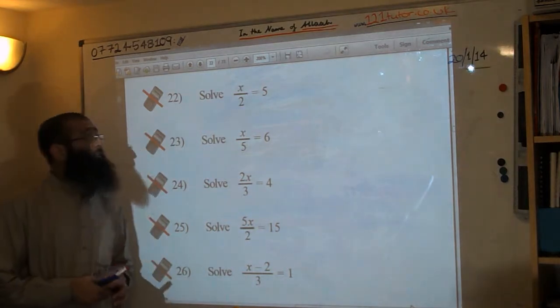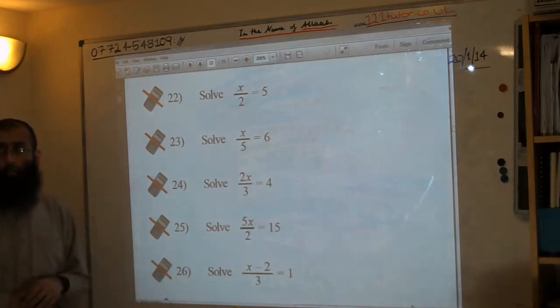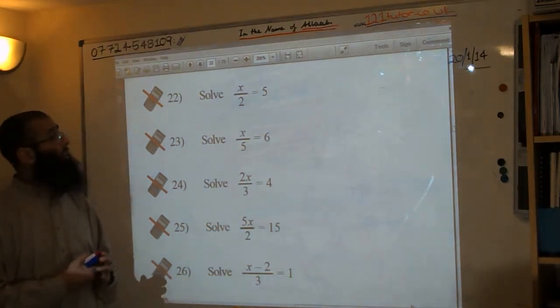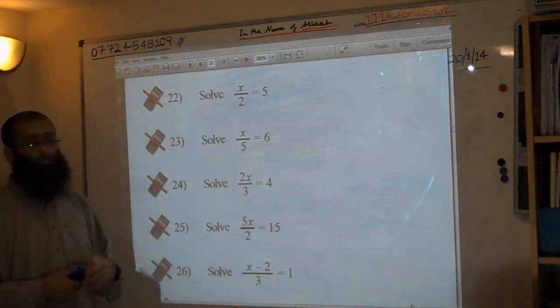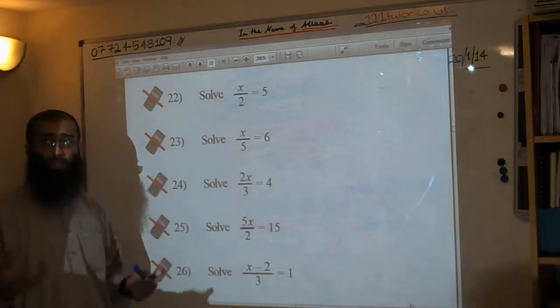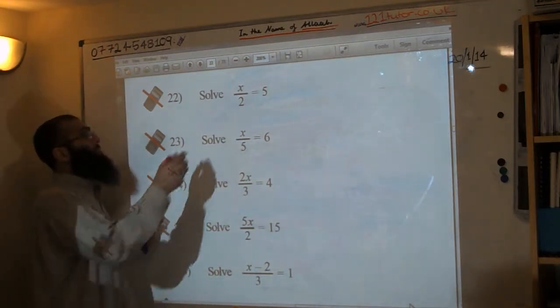Okay, when students see fractions in solving equations, they freak out and try to run for the exit. Okay, fractions, don't freak out. They're nice and straightforward things to deal with. You just have to do the same technique. Start with the x, read the equation. So let's have a look at this question.